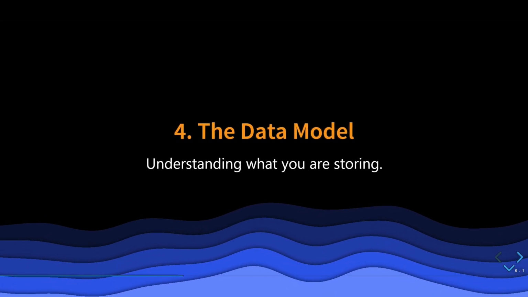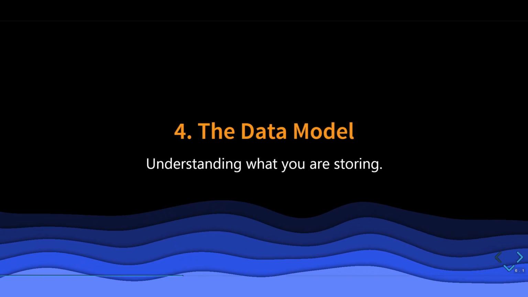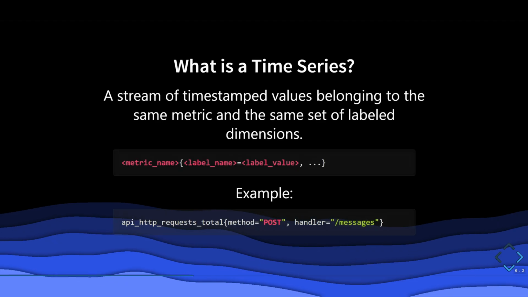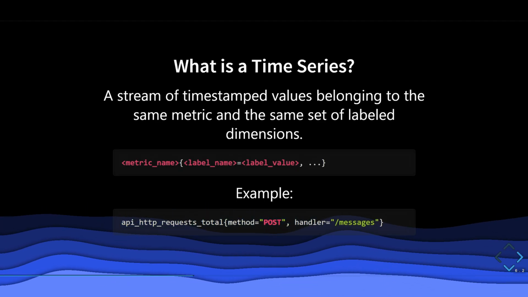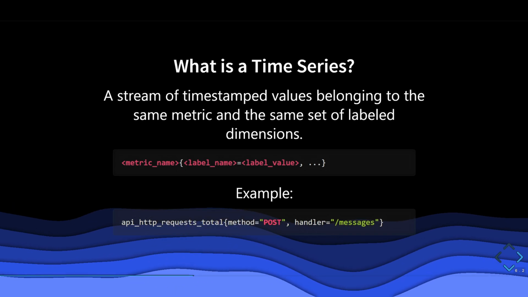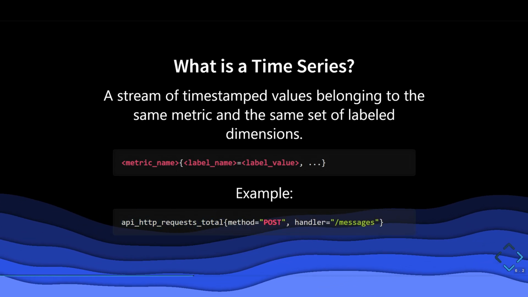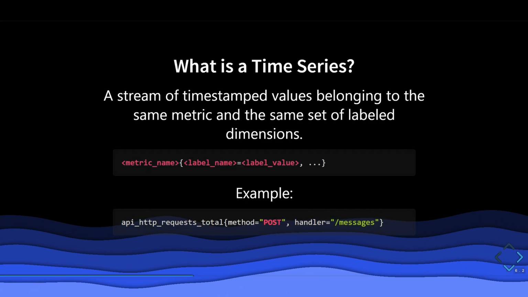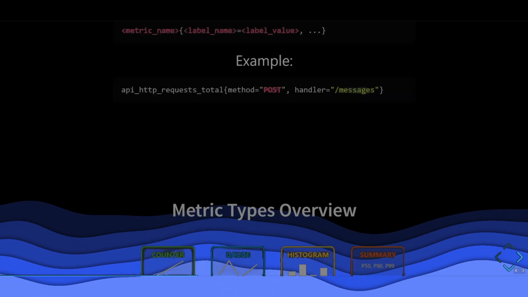The data model. Now let's understand what exactly we are storing. What is a time series? It's simply a stream of timestamped values that belong to the same metric and share the same set of labels. For example, api_http_requests_total with a specific method and handler.